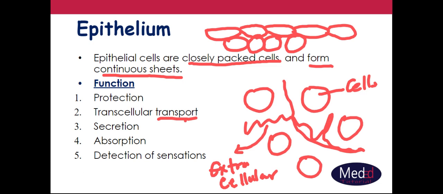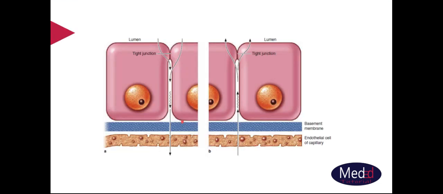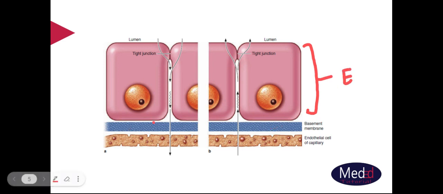Let me use this picture to discuss what epithelial tissue is all about. Typically, this is how epithelial tissue looks in the body. The cells that you are seeing here are the epithelial tissue. Then you can see this blue structure underneath here. That is the basement membrane.